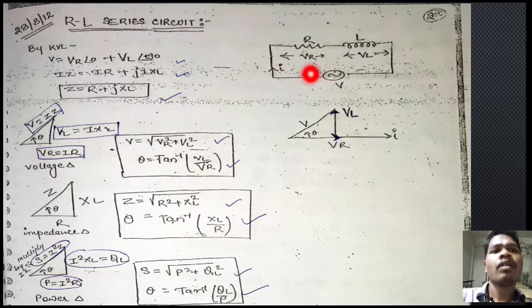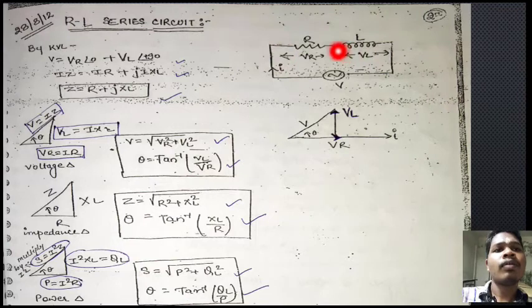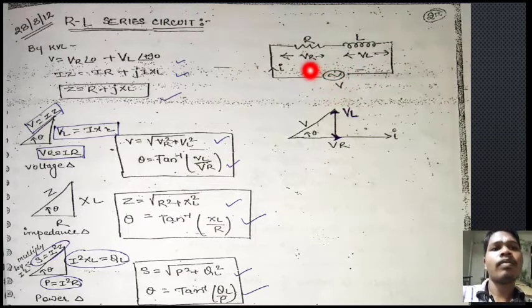So voltage V is equal to I into the total impedance across these two elements. The total impedance Z is equal to R plus jXL. So I into Z is equal to I into R, that is VR, plus j I XL, where XL is the reactance of the inductor. Multiplying XL with I gives VL. So total voltage is equal to VR plus VL, or Z is equal to R plus jXL.